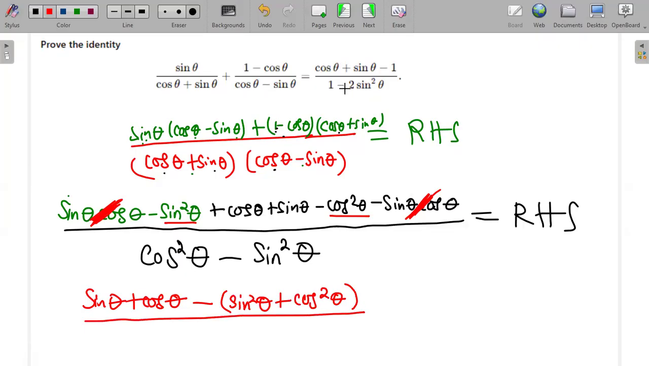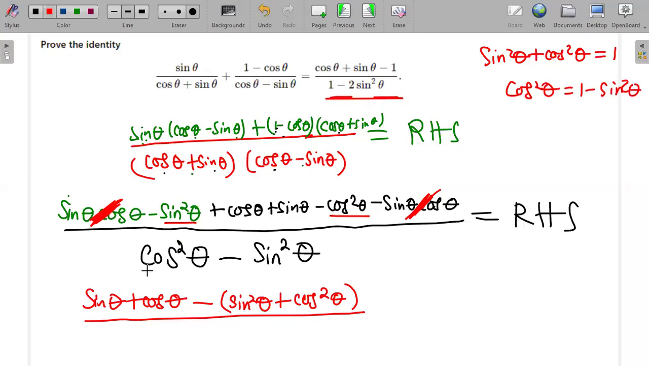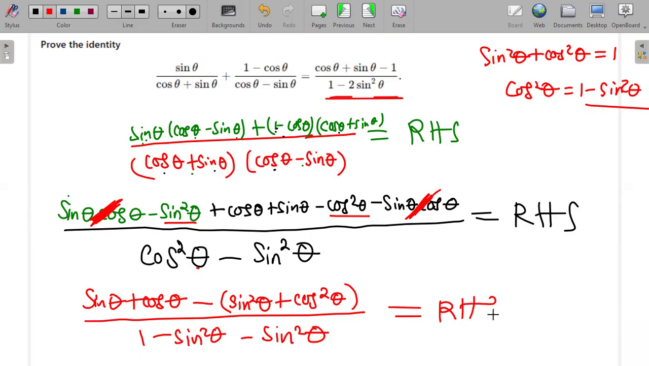This one here, I want it to look like this. So this one has all sines there. So I'm going to replace this cos squared theta with something that has a sine. So remember, we said sine squared theta plus cos squared theta is equal to 1. So that means cos squared theta is equal to 1, I take this to the other side, minus sine squared theta. So I'm going to replace this with this. So it will be 1 minus sine squared theta minus sine squared theta. And this one should be equal to the right-hand side. Okay, so that is what we have there.